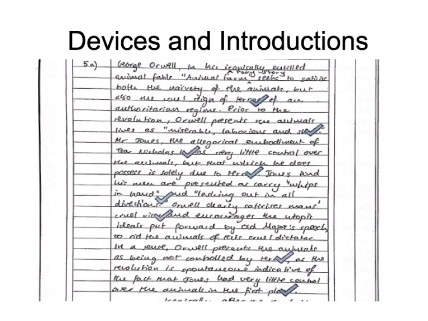Okay, now this is an example of an introduction that somebody has written, but the key thing that I want you to do is look to see how many of those stylistic devices that we've talked about you can put into an introduction. So for example, in this one it says George Orwell in his ironically entitled Animal Fable, so there's your irony and there's your fable, Animal Farm, seeks to satirise the naivety of the animals, but also the cruel reign of terror of the authoritarian regime.